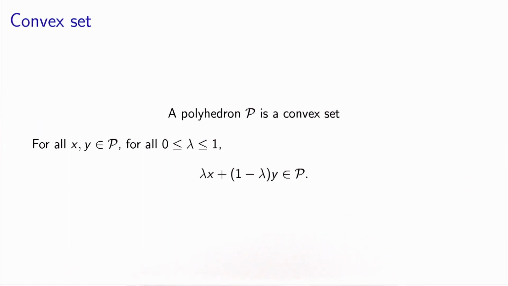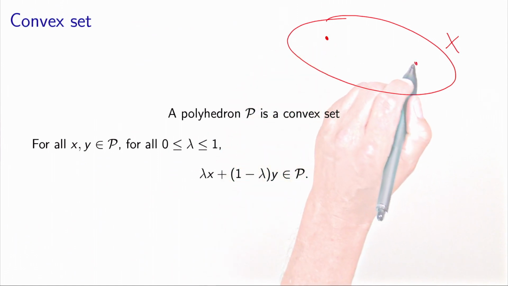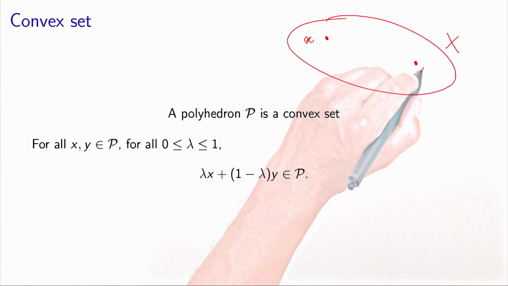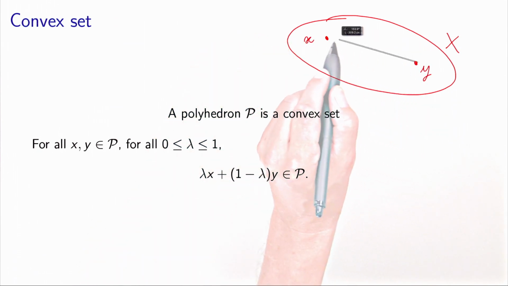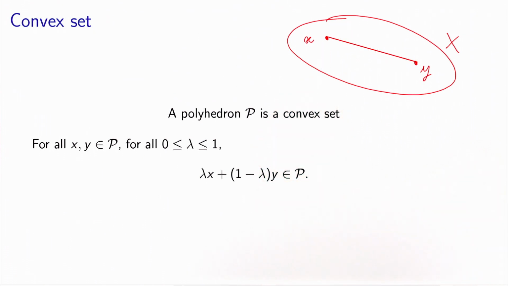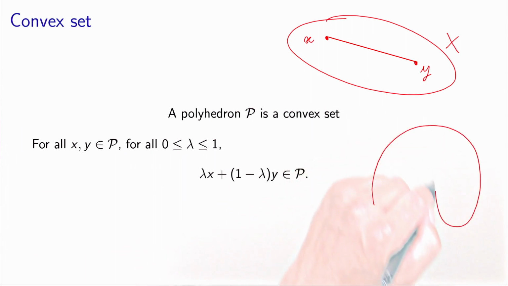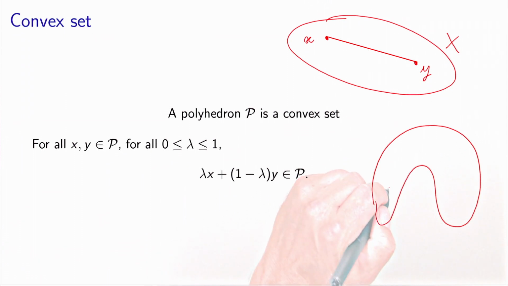The polyhedron P, defined as I just did, is a convex set. So what is a convex set? A convex set is a set, let's call it X, such that when you take any two elements of the set, x and y, the line segment that joins the two elements also belongs to the set. An example of a non-convex set would be something like this. In this case, if you take x here and y here, the line segment that joins the two does not completely belong to the set. So the second set is not convex.